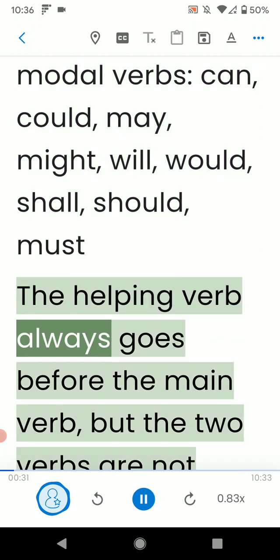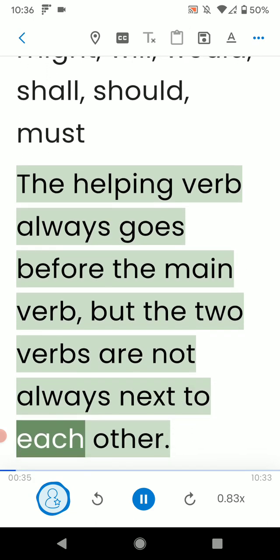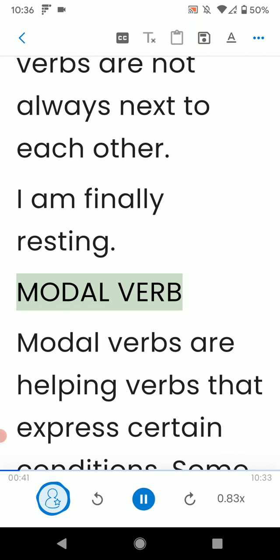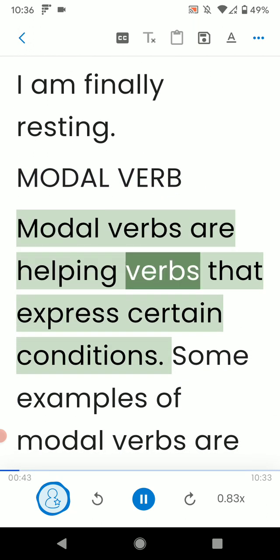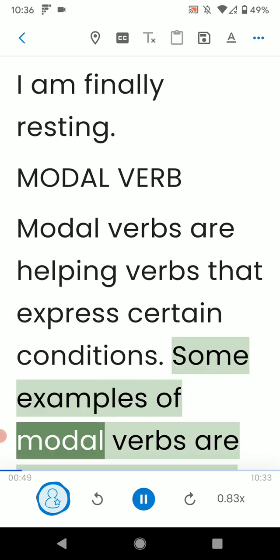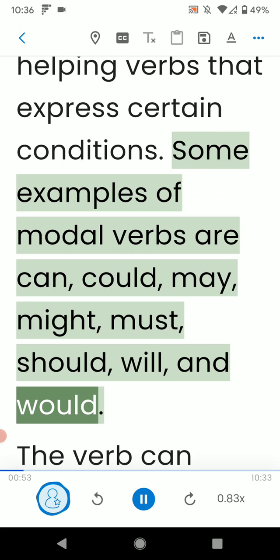The helping verb always goes before the main verb, but the two verbs are not always next to each other. I am finally resting. Modal verb. Modal verbs are helping verbs that express certain conditions. Some examples of modal verbs are can, could, may, might, must, should, will, and would.